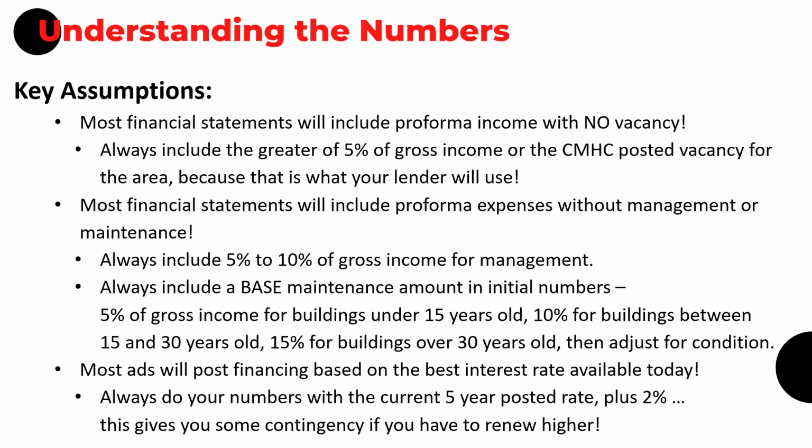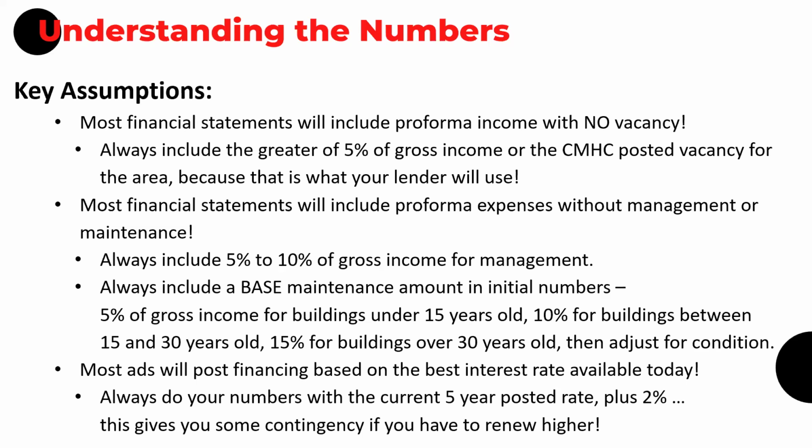So when we're doing our numbers, we use some key assumptions. Most financial statements will include pro forma income with no vacancy. It is important to make sure that you always include a vacancy assumption in your numbers. We use the greater of 5% of gross income or the CMHC posted vacancy for the area because that is what your vendor is going to use.